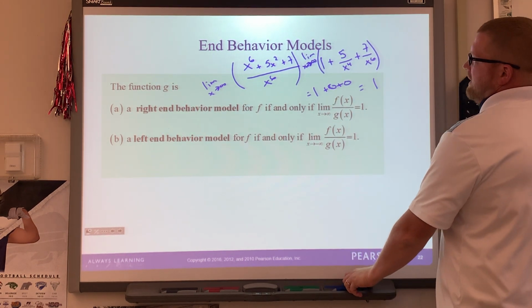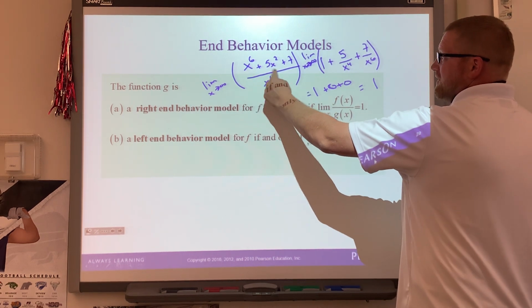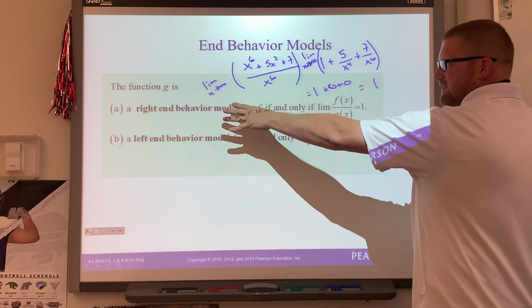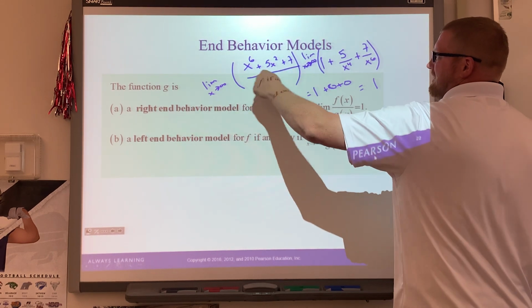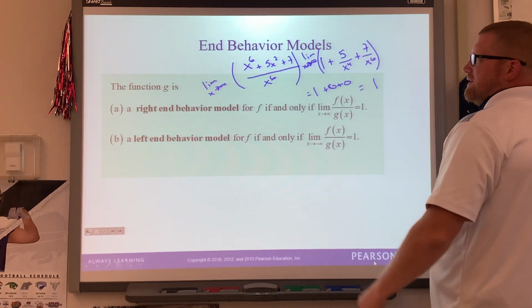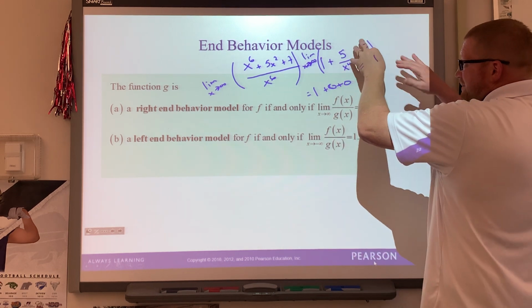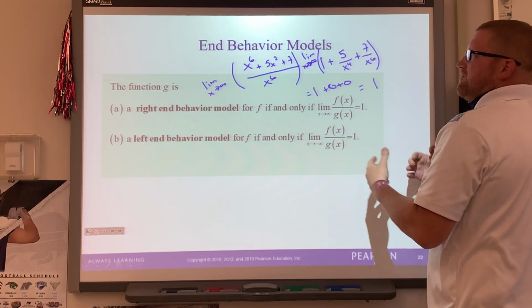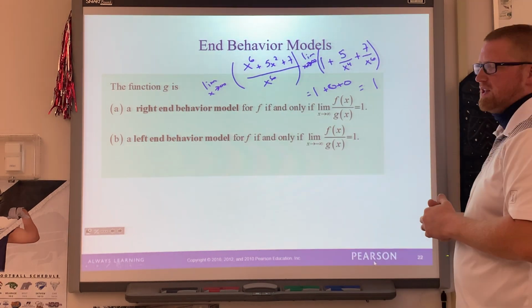So what am I learning from this? I'm learning that x to the 6th right here, according to this definition, is a right end behavior model for this polynomial. Because as I go really, really far out to the right, all of this other stuff essentially goes to 0, and these two things end up being pretty much the same thing.